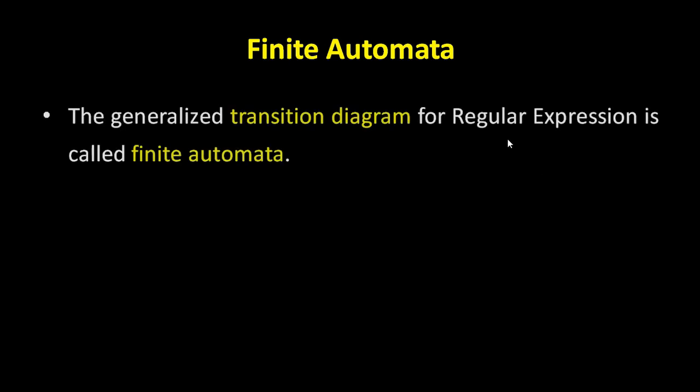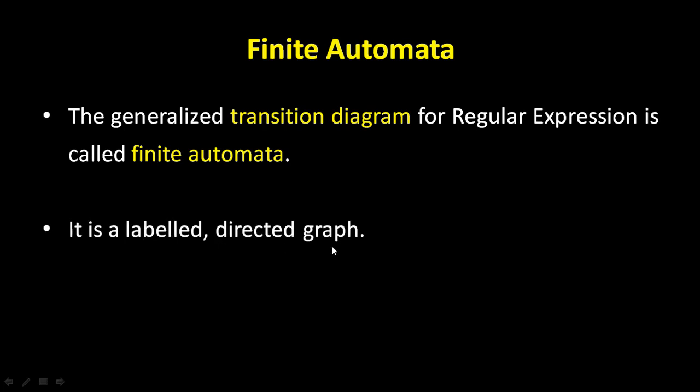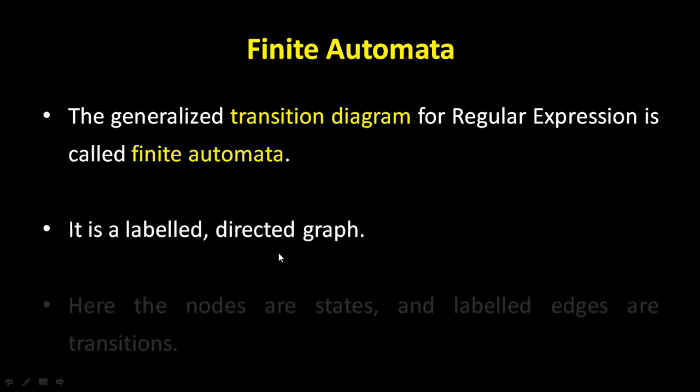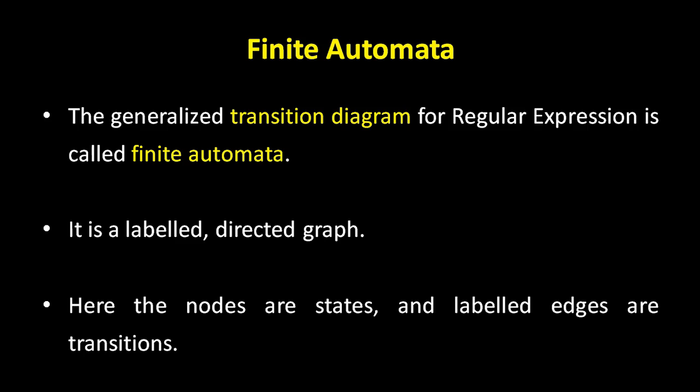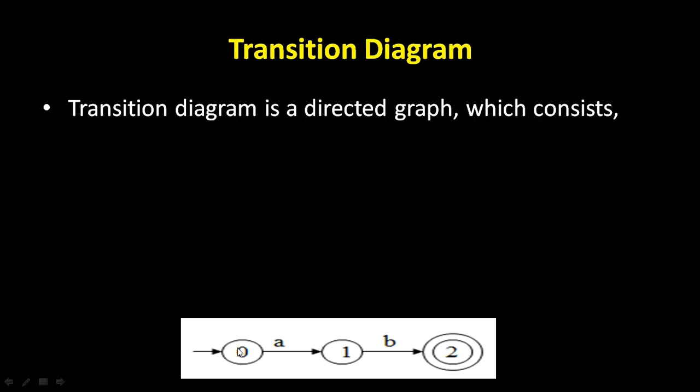Now we are moving to what is finite automata. Finite automata is nothing but a transition diagram for the regular expression. That transition diagram should be a labeled and directed graph. In the directed graph, the nodes are the states and the edges are transitions. So the transition diagram is nothing but a directed graph. These are the nodes and these are the edges. These are labeled by A and B and the edges should have a particular direction.